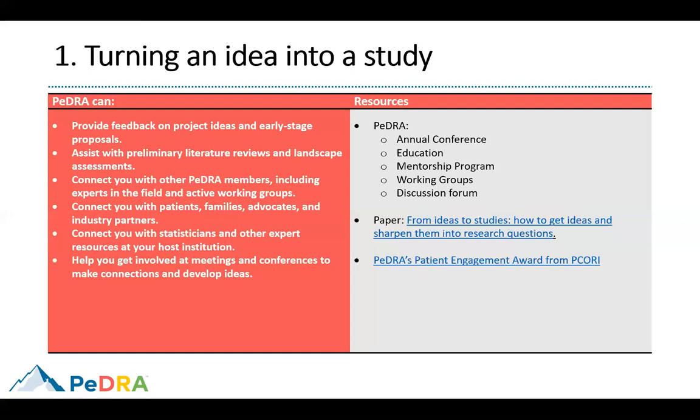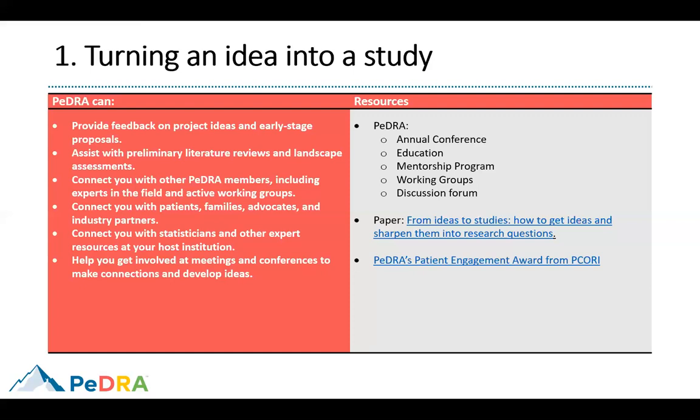And talking about these groups of people, the groups I'm referring to are other PeDRA members, whether they be trainees or key opinion leaders in the field. We can connect you with industry partners through PeDRA's large and growing network of industry partners who it works with, through patient advocacy organizations, families, patients, people who come to our conference and work with us in an ongoing way. We can help connect you with all those people, as well as others at your institution, whether they be statisticians or potential collaborators in other departments. We can help make those connections as well.